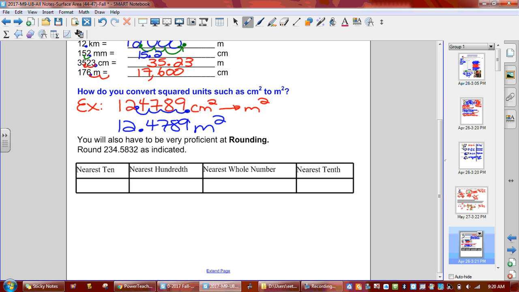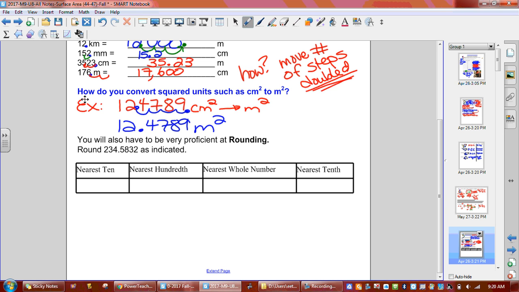Okay. So how did we actually do it? You move the number of steps doubled. Okay, so you move the number of steps doubled. So you count how many steps it would take, and then you times that answer by 2. And if it was cubed, what would you times your answer by? 3. You would triple it.